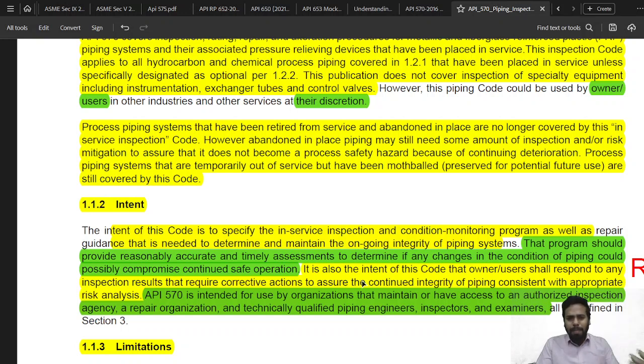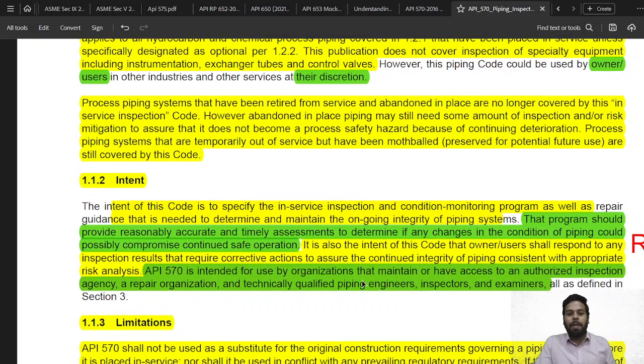Okay, so this is mainly used for petroleum industries, but other users or other industries can also use this, but it is at their discretion. It is not meant for them, but they can use it if they feel that this code is going to give them better results while inspecting. Okay, process piping systems that have been retired from service and abandoned in place are no longer covered in this in-service inspection code. So once your equipment is abandoned and stored at some other location, the inspection of that abandoned pipe would not be in the scope of this code. Okay.